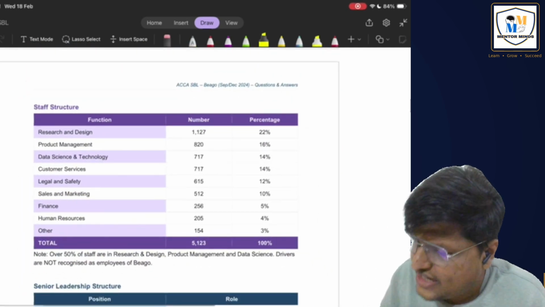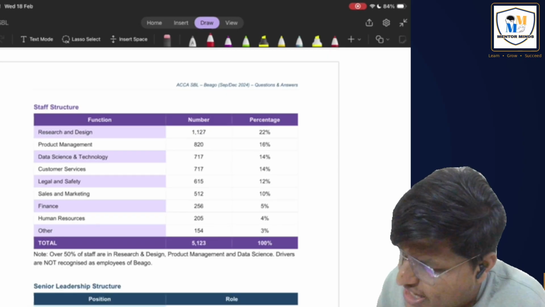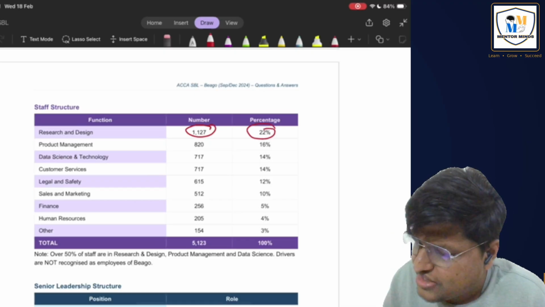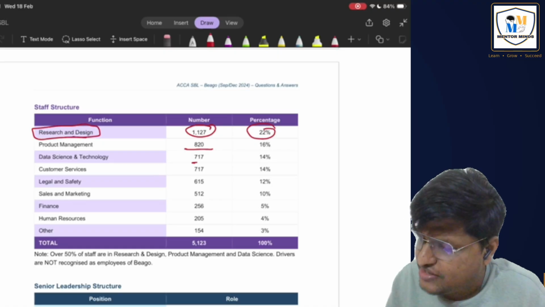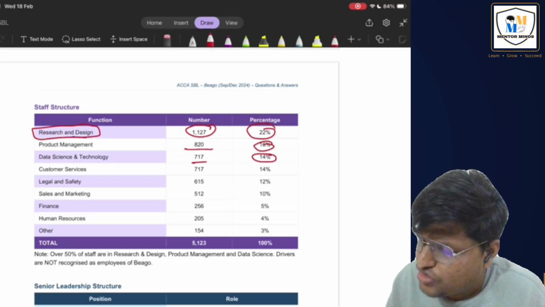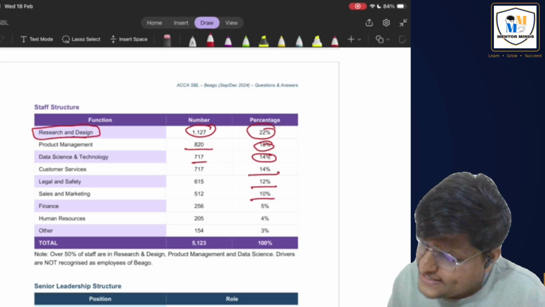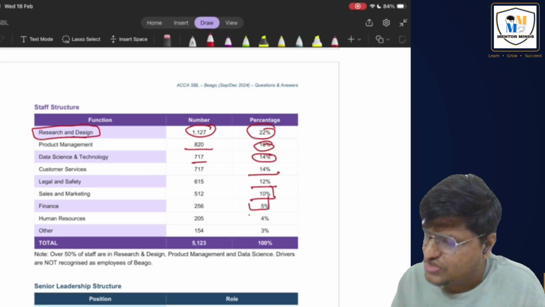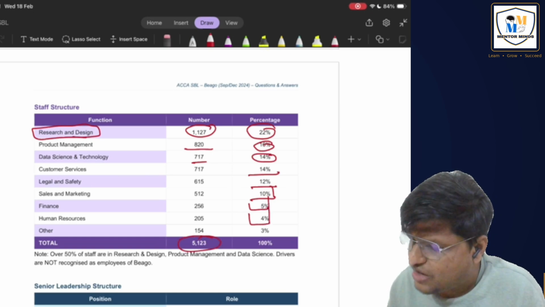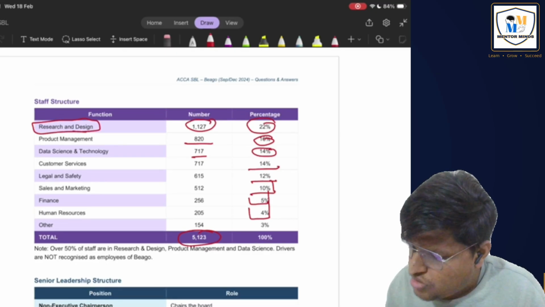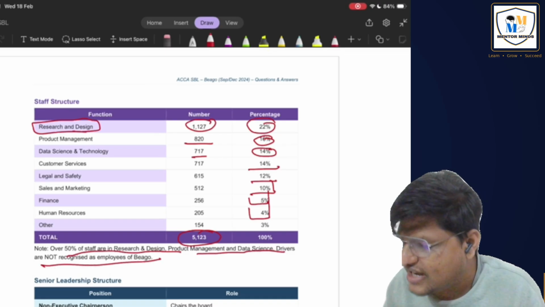Now further details are given of the staff structure. Our staff structure is research and design, 22%. So we need to understand what type of research and design they are doing. Then we have product management 16%, data science 14%, customer services 14%, legal 12%, sales and marketing 10%, finance 5%, human resource 4%. Overall we have a total of 5,000 employees, but over 50% are in research and design, product management, and data science. Drivers are not recognized as employees.